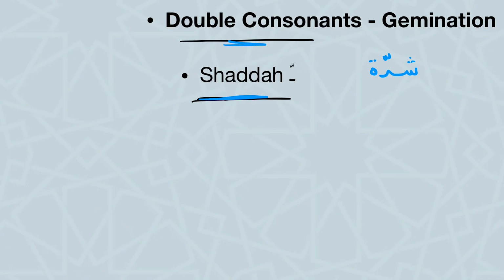And we put a small head of the letter sin on top of the dal, and we mark that this letter is doubled, as we don't pronounce it shadda, we pronounce it shadda. The consonant sound is prolonged or emphasized.